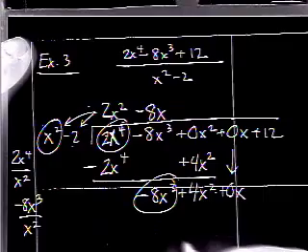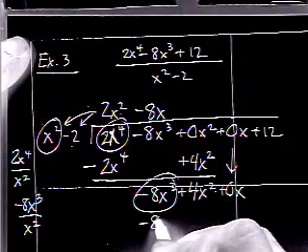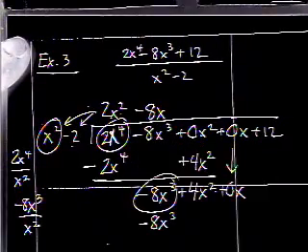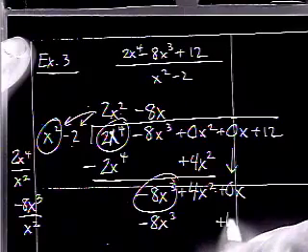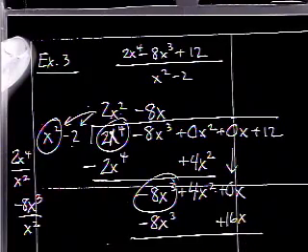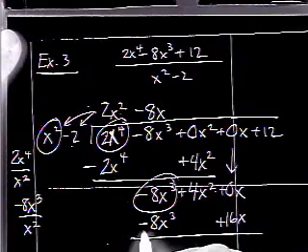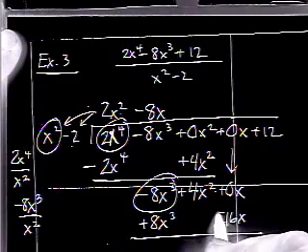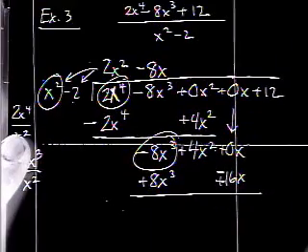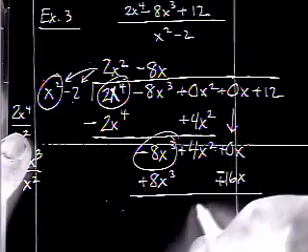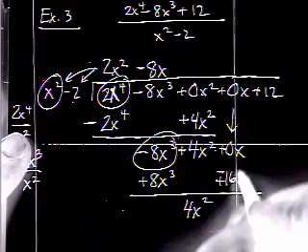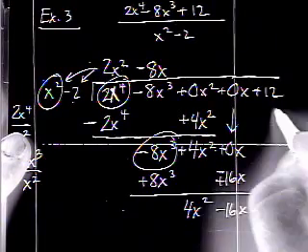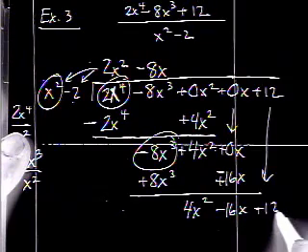Negative 8x times these two will give me negative 8x to the 3rd plus 16x. Got to skip over to the correct column. Distribute the negative 1 and add. That's going to give me 4x squared minus 16x. Carry down the 12.